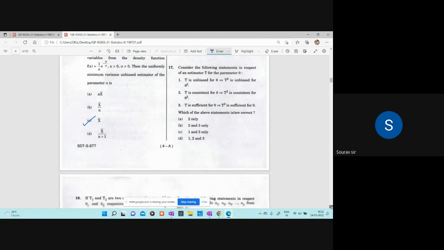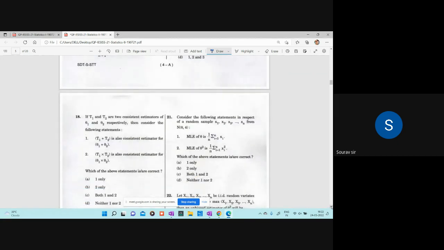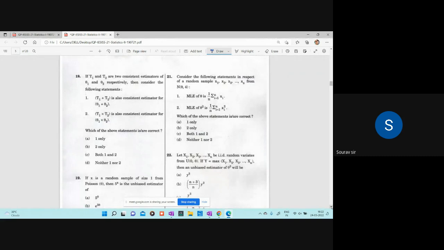Next, moving on, let's take question number 18. Okay, so T1, T2 are two consistent estimators of theta 1 and theta 2 respectively. Then consider the following estimators. T1 plus T2 is always consistent, and T1 into T2 is always consistent for theta 1 into theta 2.